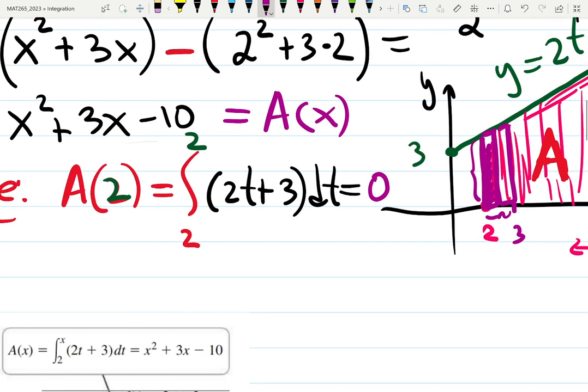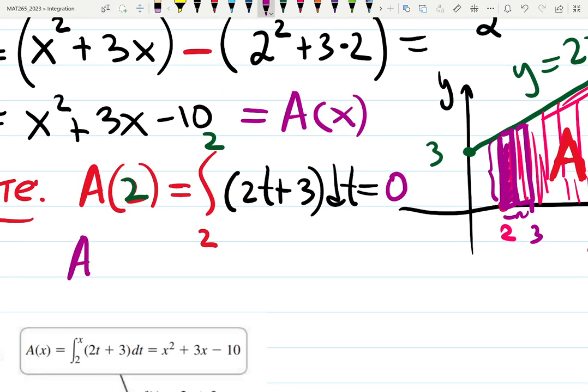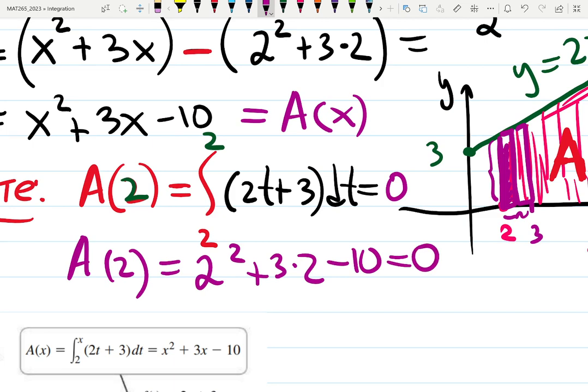But if you plug it into the function A of 2, it becomes 2 squared plus 3 times 2 minus 10, and indeed it is 0. So it makes sense. All of this makes sense.